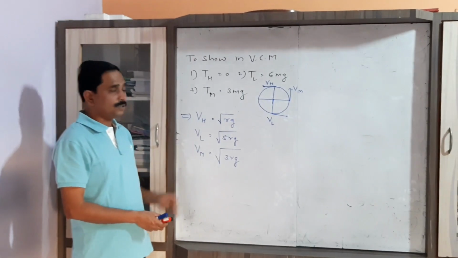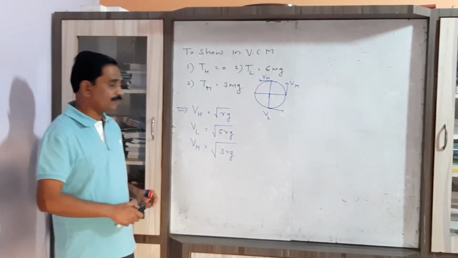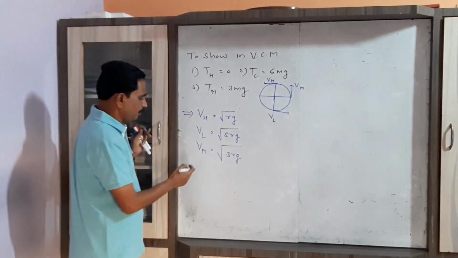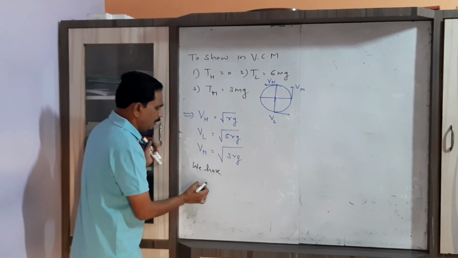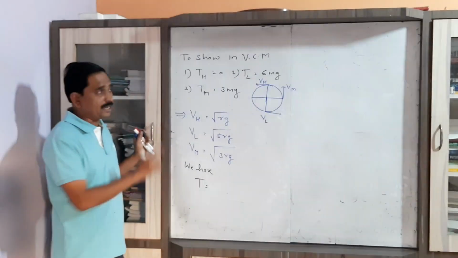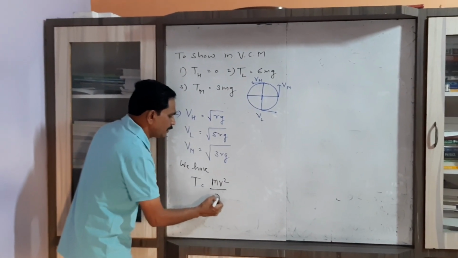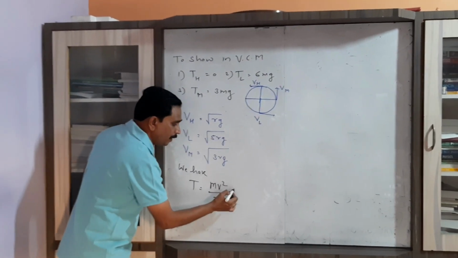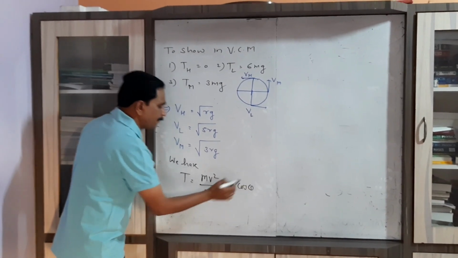Now in order to do this, we have to consider the expression for tension at any position. So we know that the tension in the string in vertical circular motion at any position is given by T equals mv square by r plus mg cos theta.